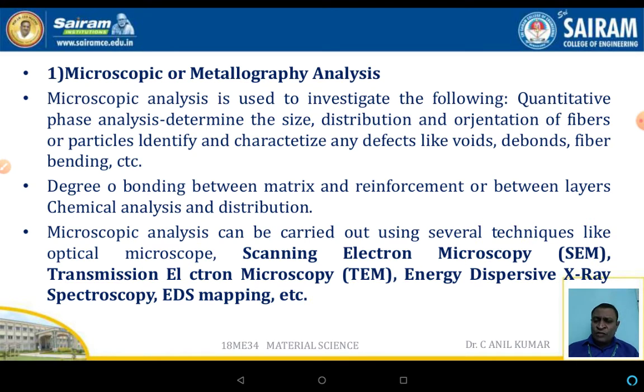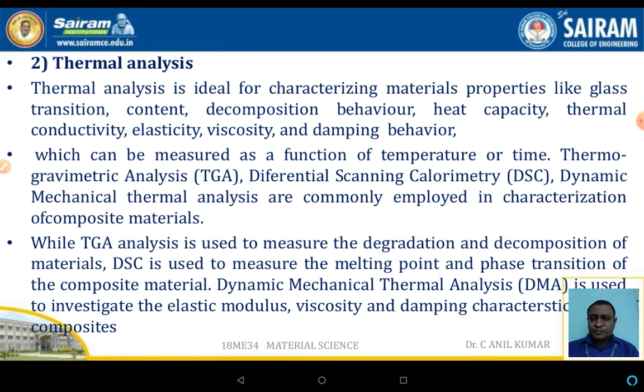The degree of bonding between the matrix and the reinforcement, or between the layers, and the chemical analysis and also the distribution of the particles, which is nothing but the reinforcement, is measured by using either SEM, which is a scanning electron microscope. Another one is TEM, transmission electron microscope. The third one is EDX, energy dispersive X-ray spectroscopy. These are the different techniques normally used to quantify the material distribution and also the defects in the composite.